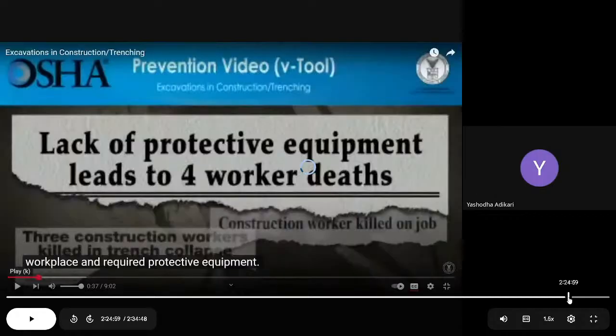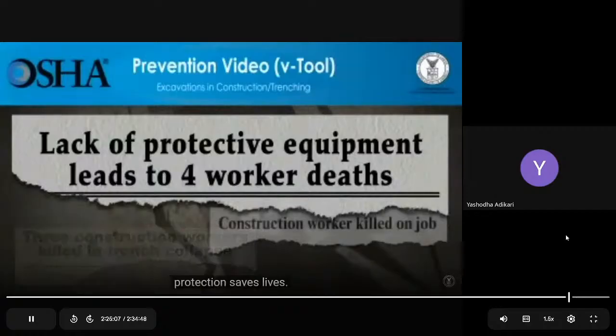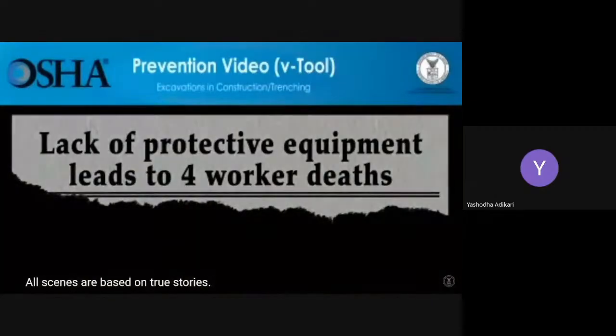Okay, I want to show you some excavation works in the construction industry. Protective equipment. You'll see that using the right type of protection saves lives. Please be advised, the scenes you're about to see deal with deaths at construction sites and might be disturbing for some people. All scenes are based on true stories.